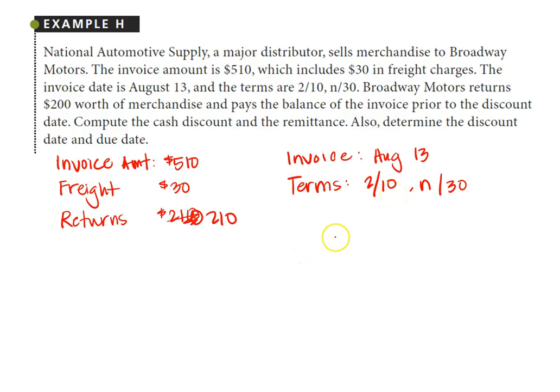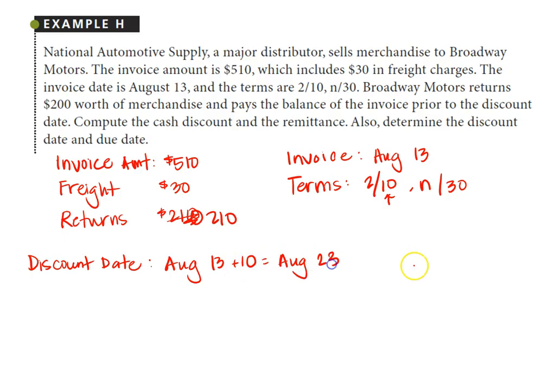And so I'm actually going to do this by just finding my discount date and due date first. So my discount date is 10 days after August 13th. For this one, I don't need to use my days of the year calendar because it's easy to just add 10 days from August 13th, which would be August 23rd. So Aug 13 plus 10 days is August 23rd. That's my discount date.